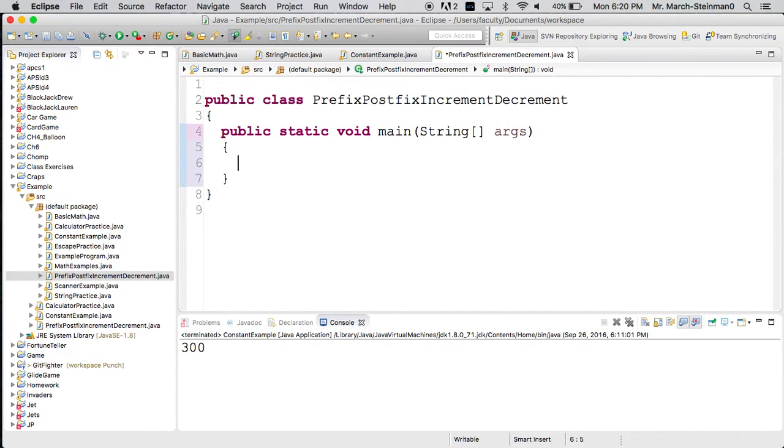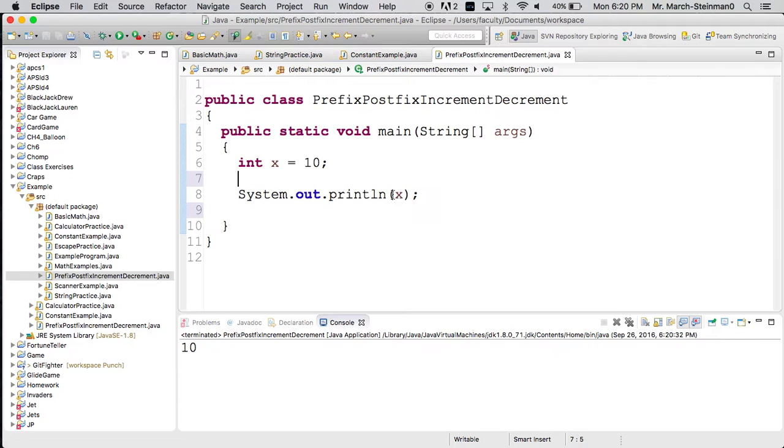Okay, so to start out, we're going to look at one variable, one integer. Let's say int x, and we're going to set it equal to 10. And below that, we're going to print that. And we can see that the value 10 is printed out.